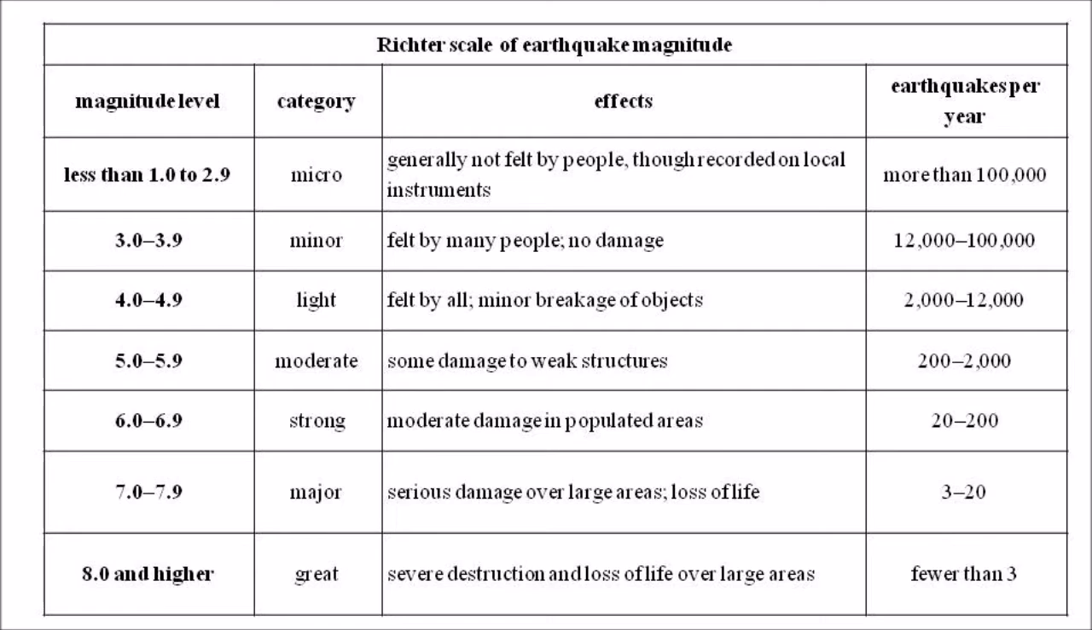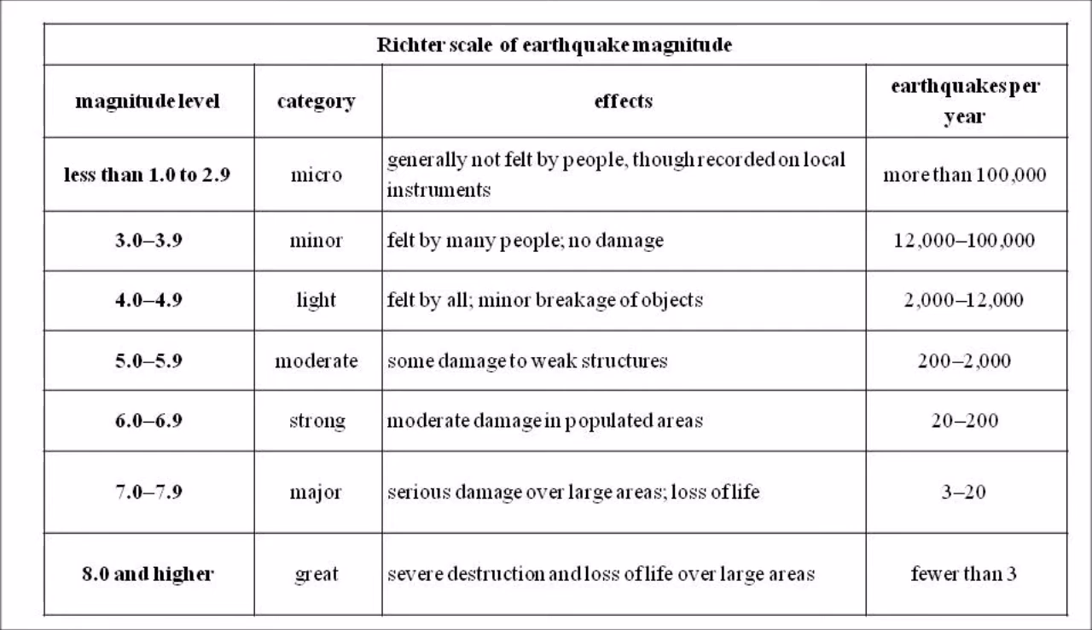The second category is between Richter scale magnitude 3 and 3.9. Earthquakes with this reading are categorized as minor earthquakes, and the effects are felt by many people, but mostly no damage occurs in these minor earthquakes. About 12,000 to 1 lakh minor earthquakes happen throughout the year around the globe.